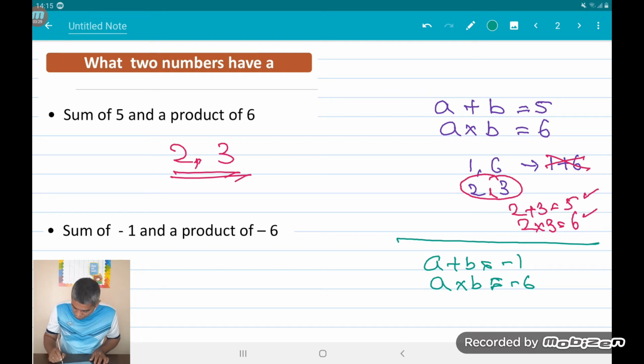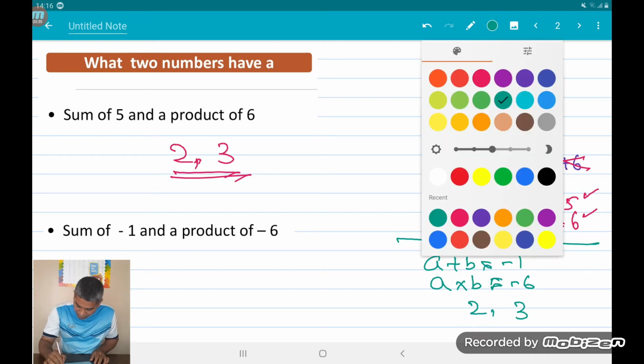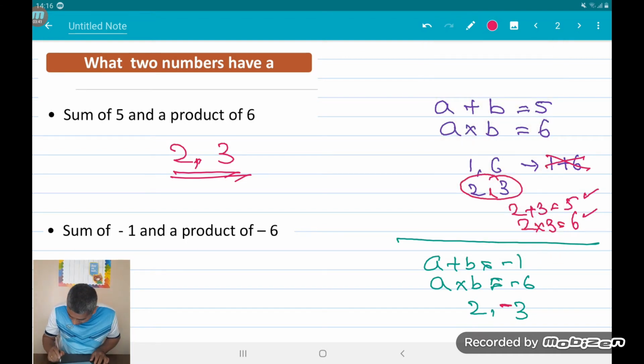So with 2 and 3, which one should be negative to get the sum of minus 1? It should be the bigger number, so that should be minus 3. Am I right? Now will it work? 2 plus minus 3 is minus 1. Good. 2 times minus 3 is minus 6. Working very well. So we got the numbers 2 and minus 3.